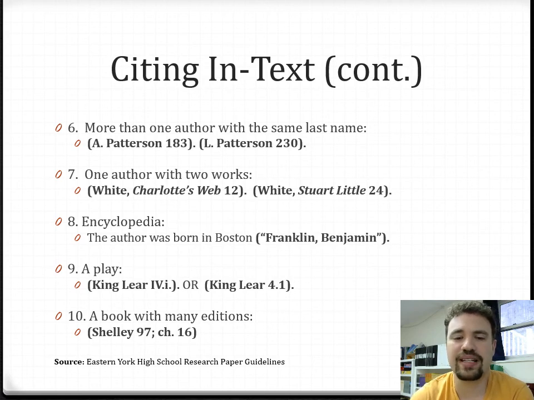And that ties into number 10, a book with many editions. Most classics have been published many, many different times. And someone might not have access to the exact same edition as you, but may still want to look that up. And so you are going to go ahead and include the author's last name and page number, but then also include the chapter number as a courtesy to the reader so they don't have to track down the exact same edition of the book that you had. So you'll see that example, Shelley 97, then a semicolon, then ch. for chapter, and 16 for chapter 16.